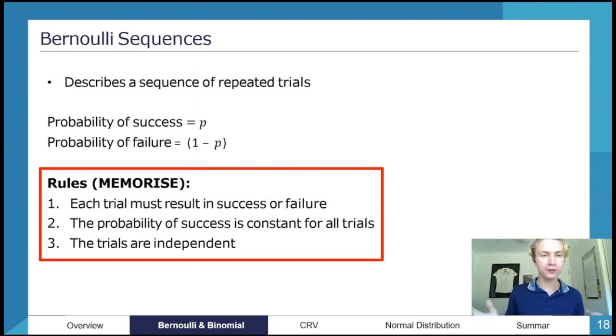I have 3 rules here, and you have to memorize them. It's one of the little points where you can get marks for essentially just writing stuff. If you memorize these 3 rules, there can be questions on the external exam where it's like write the 3 assumptions, the 3 rules of Bernoulli sequences. Sometimes you might be asked which would be a Bernoulli sequence, and we're going to go into an example about that in a minute or two, because you could get this as a multi-choice.